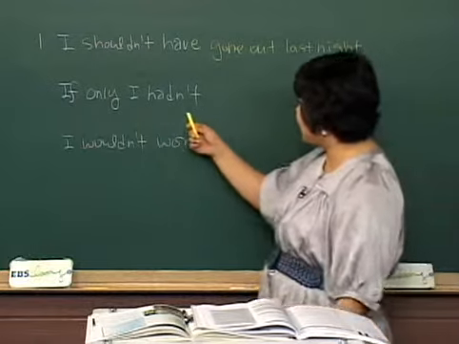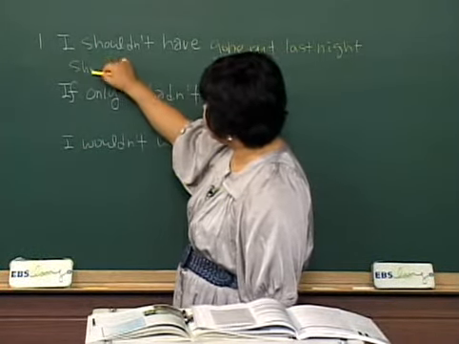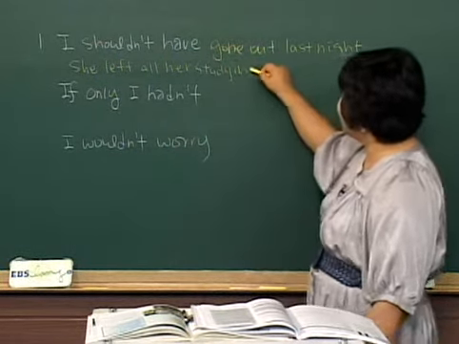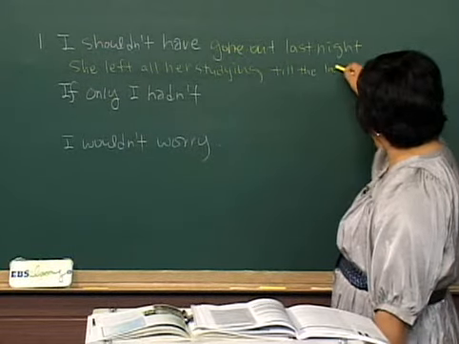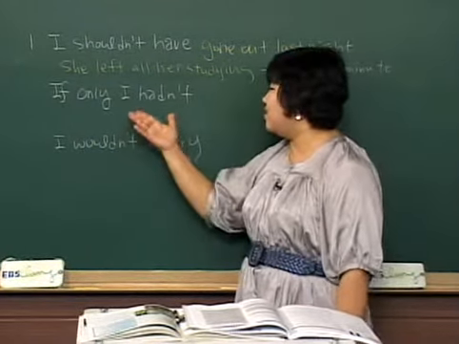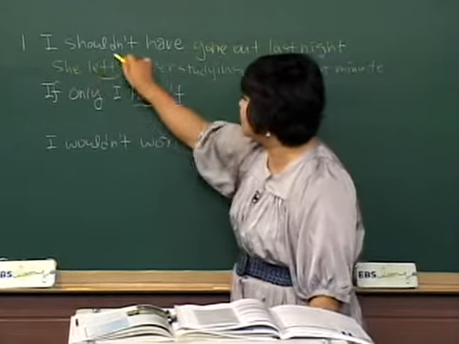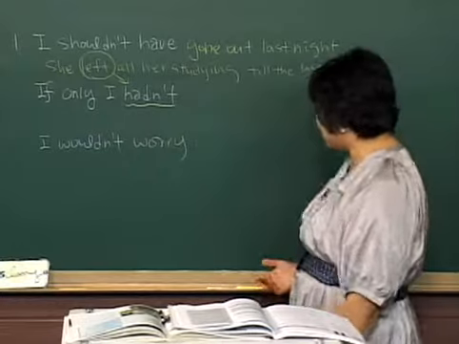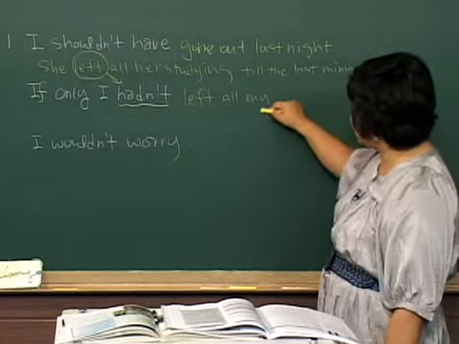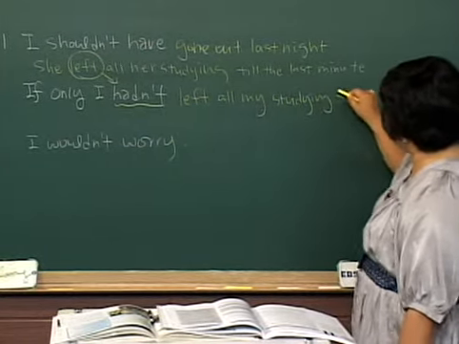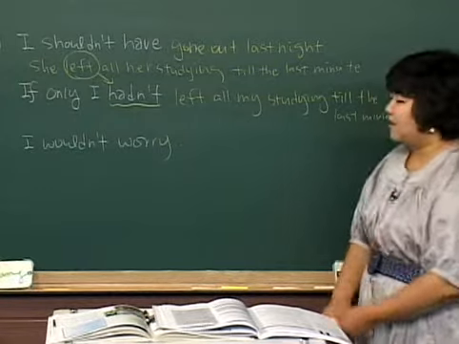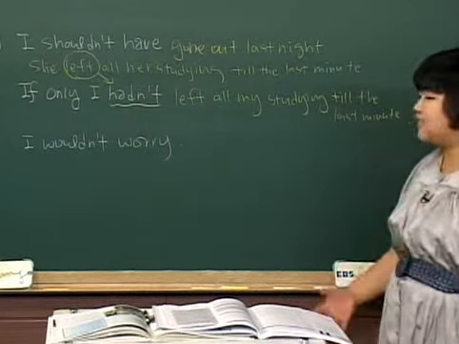이게 그 fact예요. 여기다 한번 써볼까요? Fact. She left all her studying till the last minute. 이게 사실이죠. 그죠? 자, 그런데 이거와 반대로 얘기하려면, if only I hadn't가 들어가야 돼요. 과거형이니까 과거 완료로 바꿔서 반대로 가정을 해야 되죠. So if only I hadn't left all my studying till the last minute. 오케이. 자, 완성됐습니다. If only I hadn't left all my studying till the last minute.